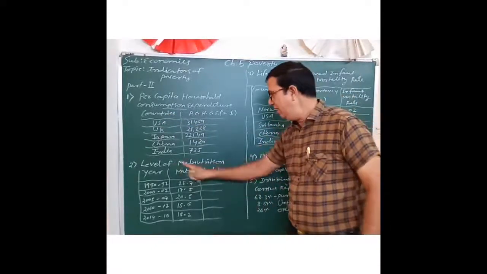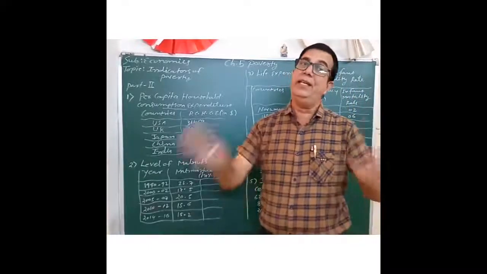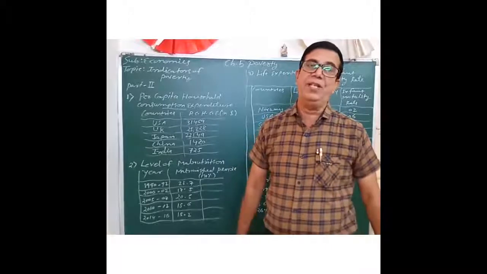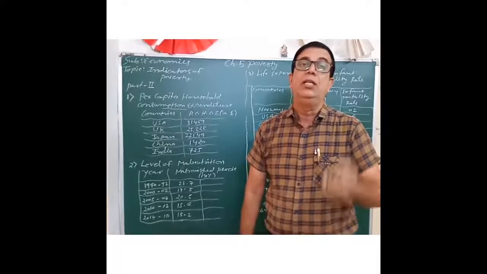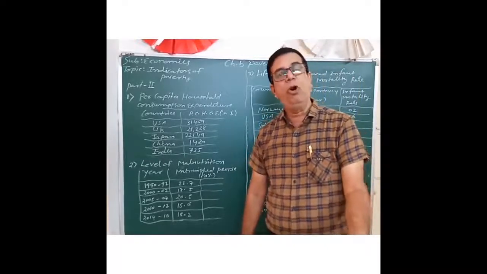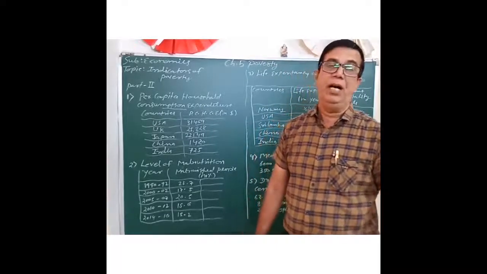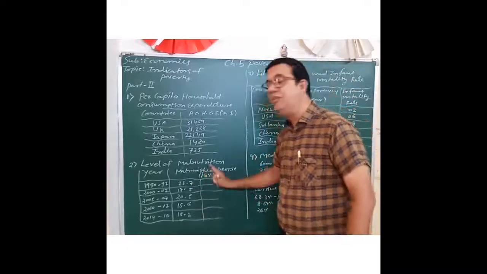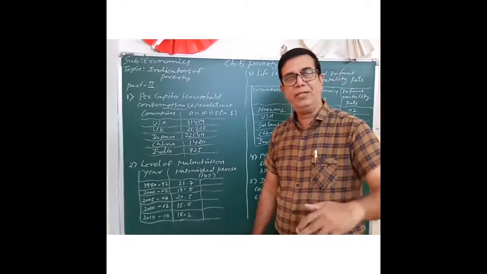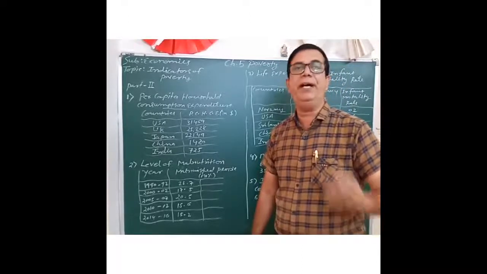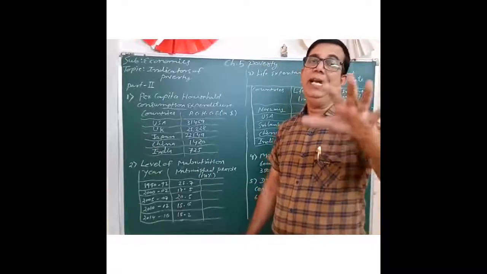Second one, level of malnutrition. Because of poverty, their income is less, and because of that household consumption is less. So you can't maintain the quantity of food and quality of food. And because of that, so many people are facing the problem of malnutrition. Here quality and quantity both are less.